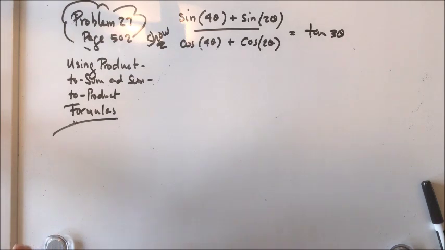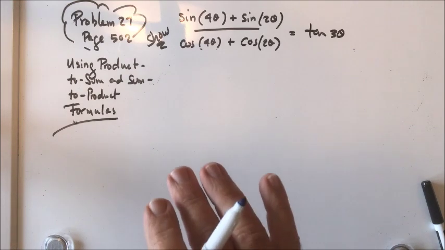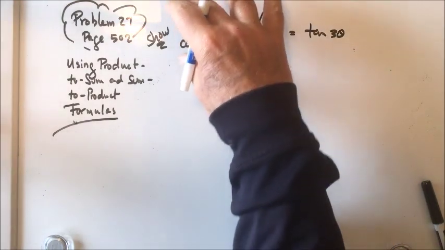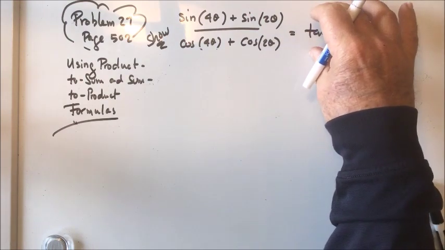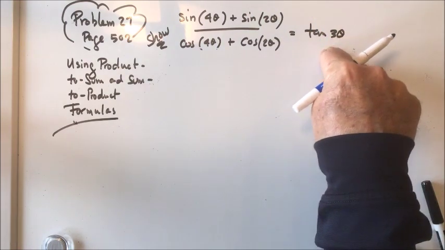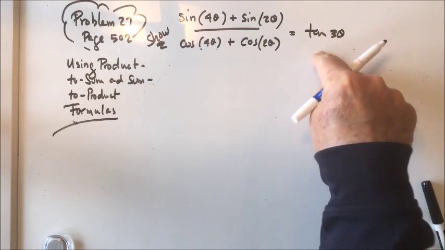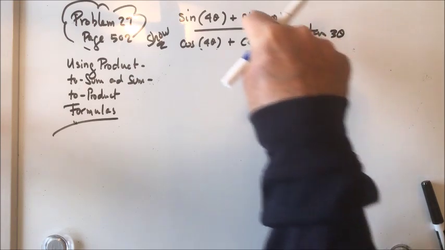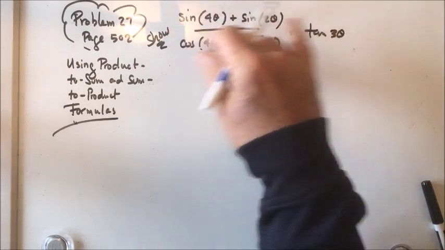I can't tell you by looking at it right now whether I should use the product to sum formulas or the sum to product formulas. I guess I'm leaning one way, and we'll see if it works out. I'm leaning towards the sum to product formulas because I've got sums here. This is a single ratio, sine 3 theta over cosine 3 theta. This is a ratio with sums in the top and the bottom.